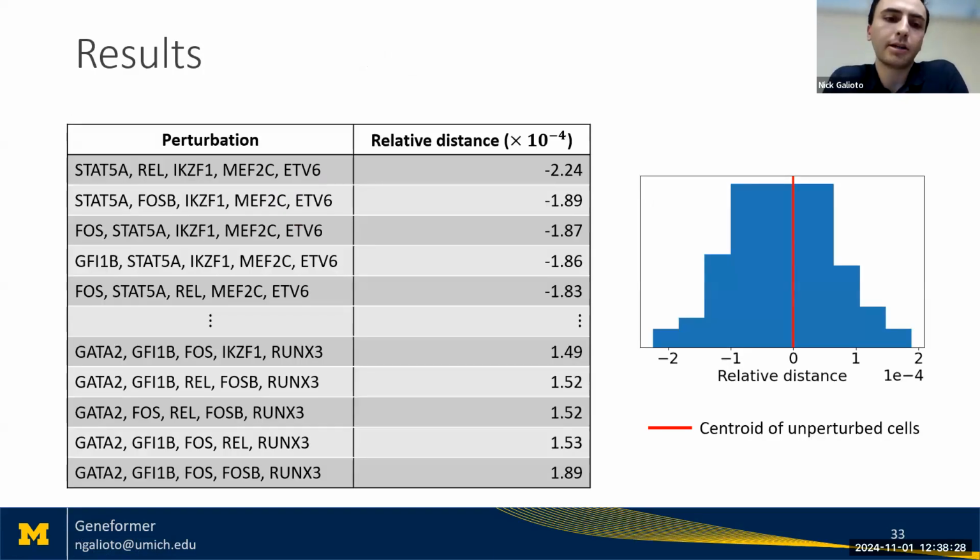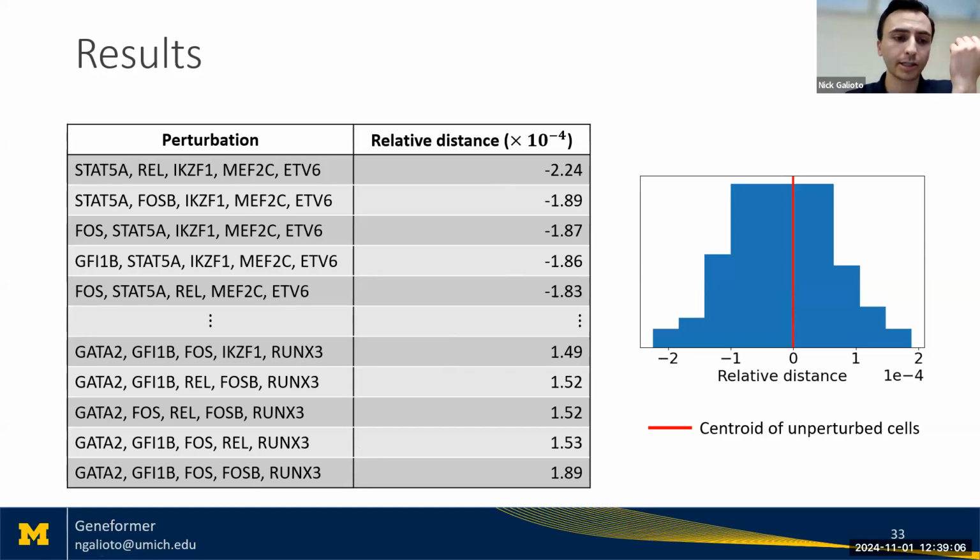So the results that we get, you can see in the histogram, the negative values are better. That means that they're closer to the target, and the positive values are farther away from the target. I have the red line here at 0 to show where the initial unperturbed cells lie. And it's roughly half and half which cells have gone closer to the target and which have not. And then we have a list showing the recipes that give the best movement towards the target and those that give the worst.